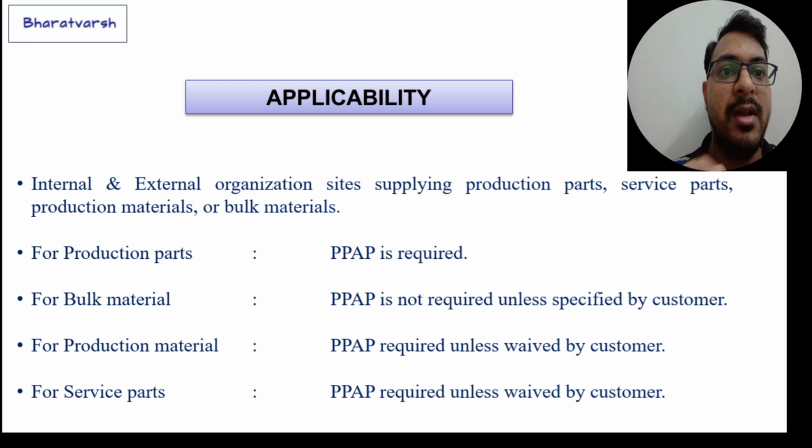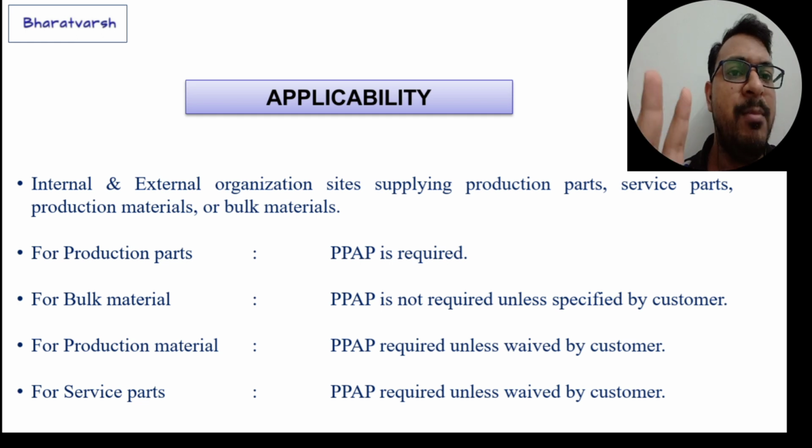For production material, PPAP is required, but it can be waived by the customer. So what are production materials? Production materials are those types of material for which a production part number has been issued by the customer and which are directly supplied to the customer. So production materials are those types of material like raw material. Raw material is used to produce a production part. So production materials are those types of material which are to be used to produce a production part.